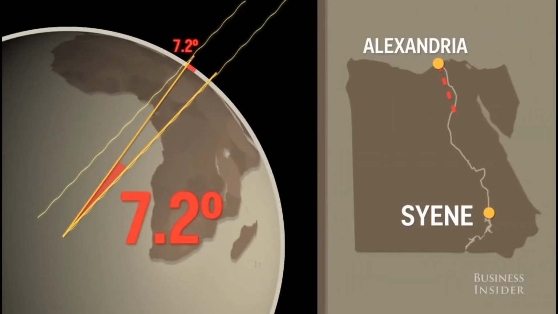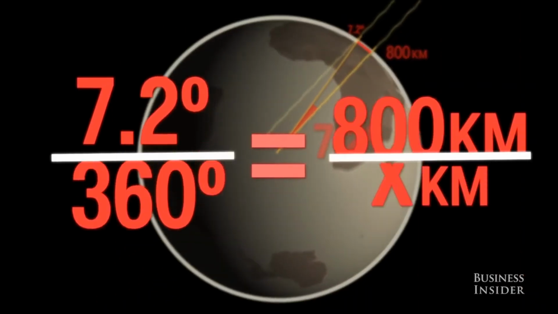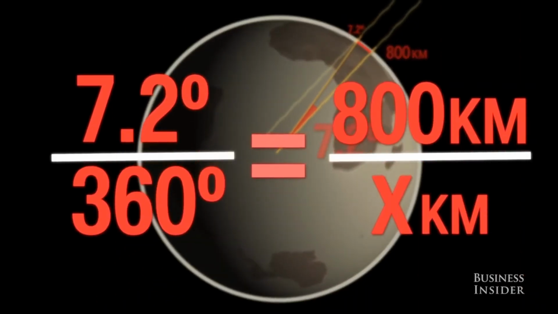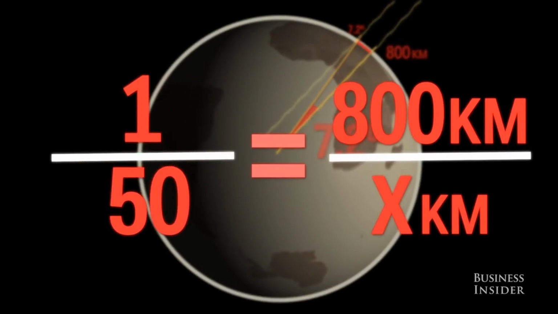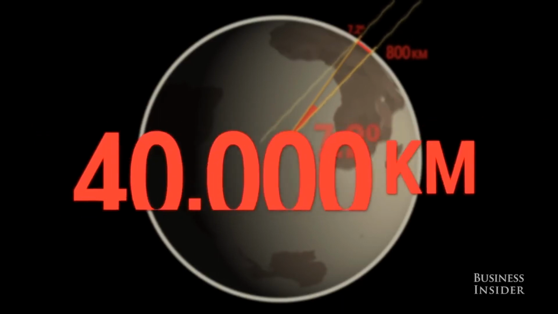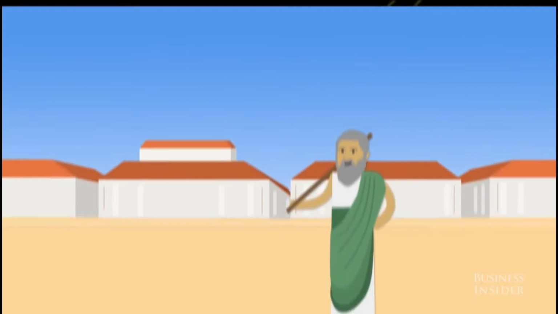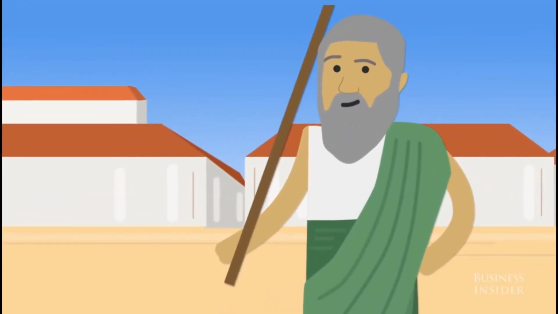7.2 degrees is equivalent to 5,000 stadia, or 800 kilometers. In the formula for getting the circumference, 7.2 degrees is equal to 1 over 50. 50 multiplied by 800 is equal to 40,000 kilometers. And that's how Eratosthenes measured the entire planet.